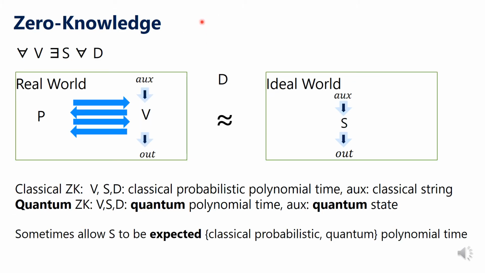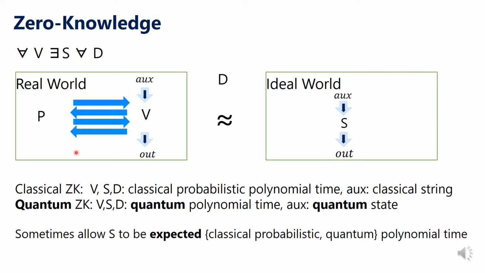Formally, zero knowledge is defined as follows. For any verifier V, there exists a simulator S. For any distinguisher D, D cannot distinguish the two worlds, the real world and the ideal world. In the real world, the verifier is given some auxiliary information, AUX, interacts with the honest prover P, and finally outputs some output out. On the other hand, in the ideal world, the simulator is given auxiliary input AUX, and it is not allowed to interact with the prover at all and simulates the output out. And we require that these two worlds are indistinguishable for D, and this captures the intuition that the verifier does not learn anything from the interaction with P.